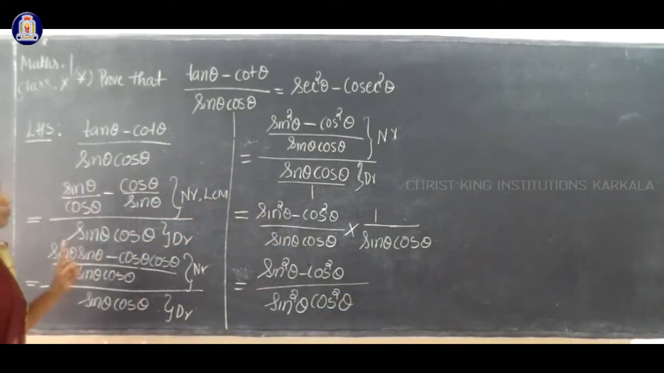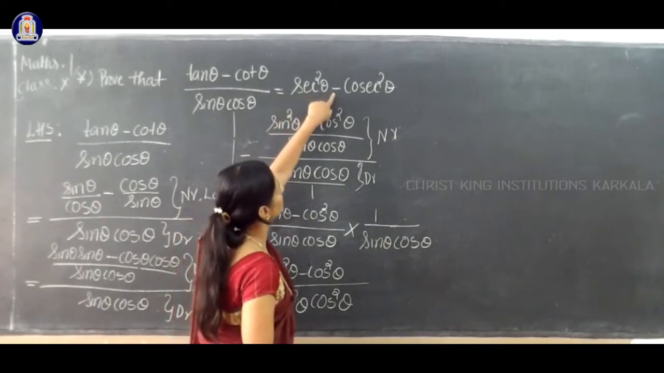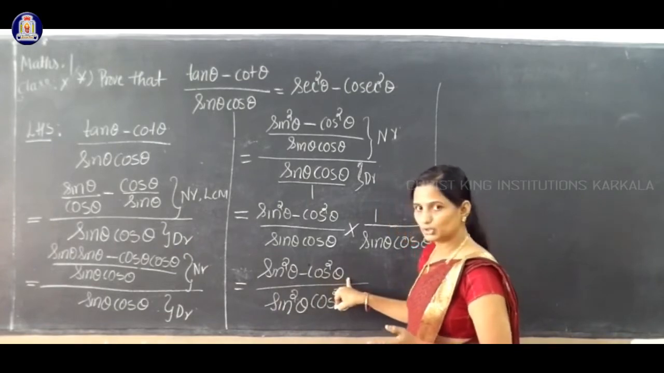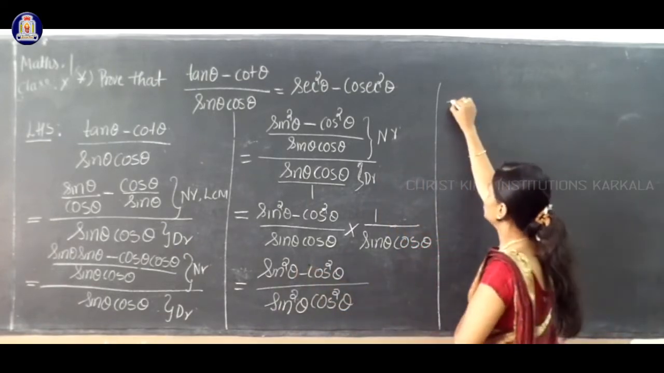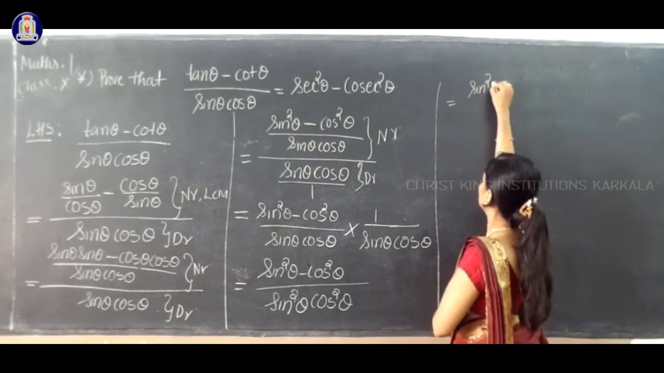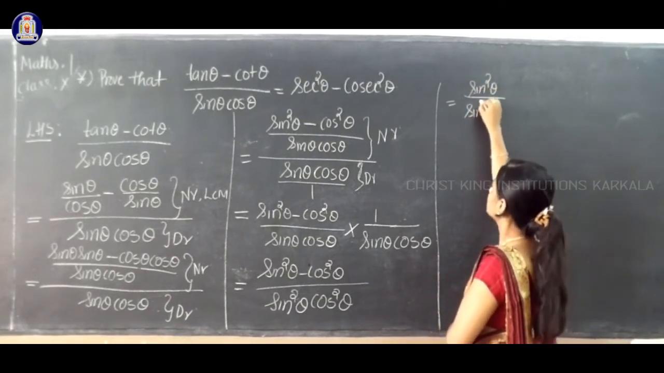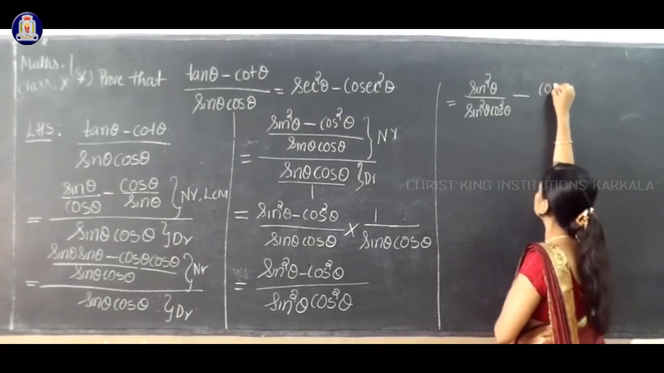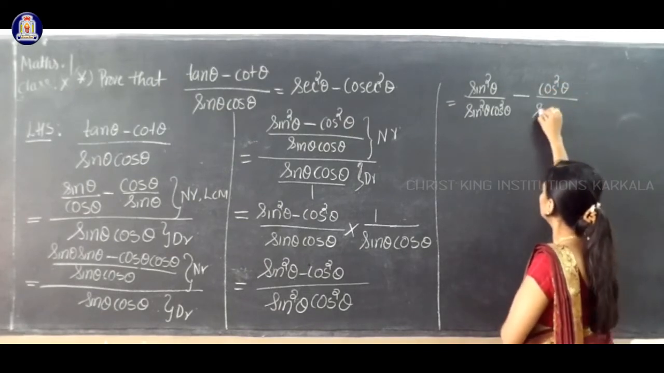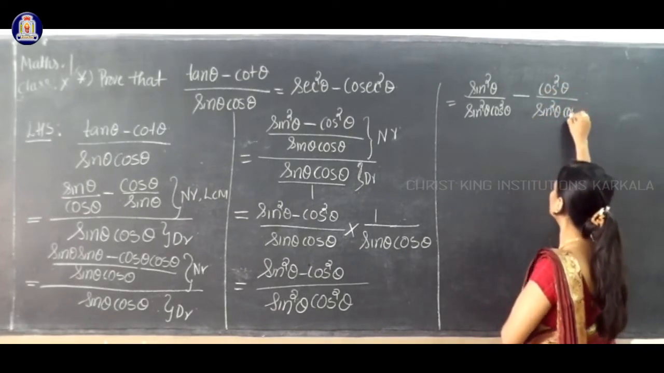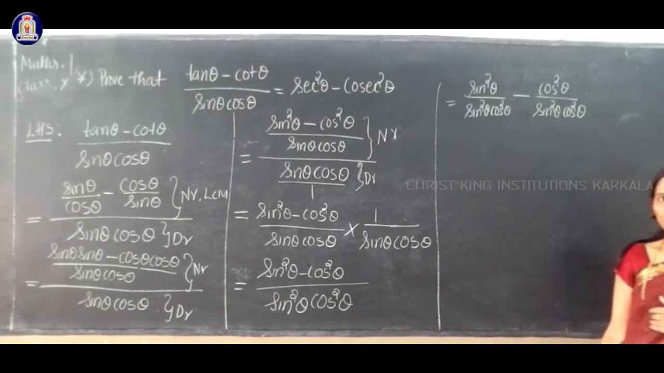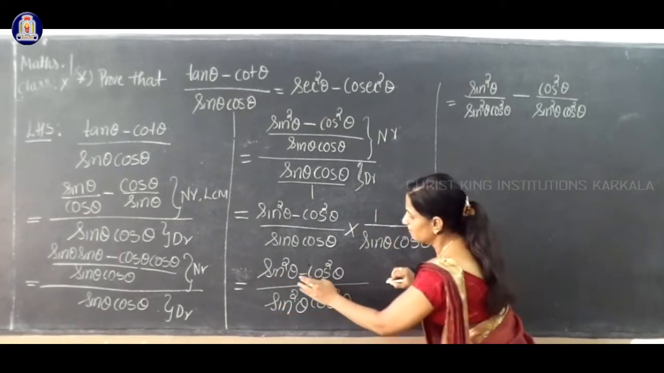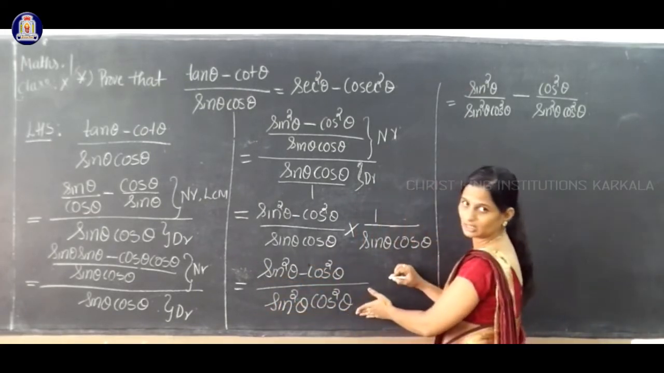Clear? Now what I need is secant square theta minus cosecant square theta. So how to get numerator, how many terms? 2 terms. You can split this. So how to split? It is sin square theta divided by sin square theta into cos square theta, minus cos square theta divided by sin square theta into cos square theta. Is it right? Splitting, you know. So sin square theta divided by this one minus cos square divided by this one.